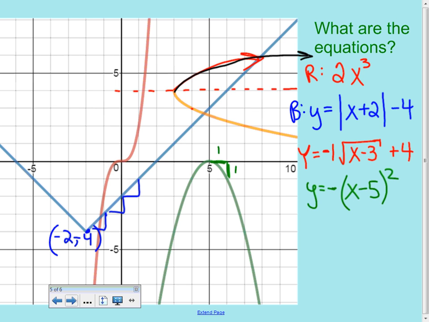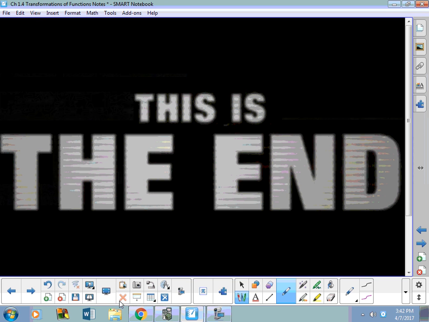All right. So there are our 4 graphs, all the different ones transformed. It takes some time to get used to this, and it takes a lot of examples, and we'll do plenty of those in class.